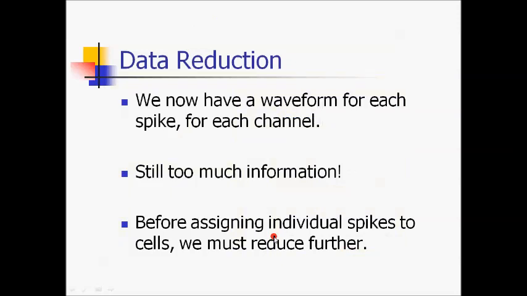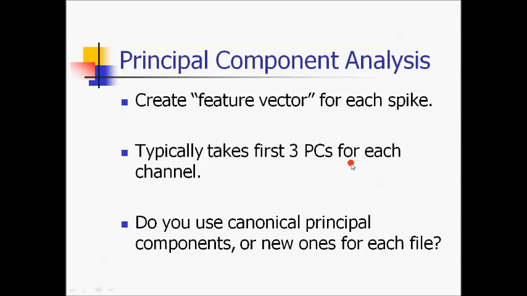But we can do a little bit better by reducing waveforms to only specific features. So for example, we can create some feature vector, and for that there is really good principal component analysis, which will help us to only look at the most important features of those spikes instead of the entire waveforms.